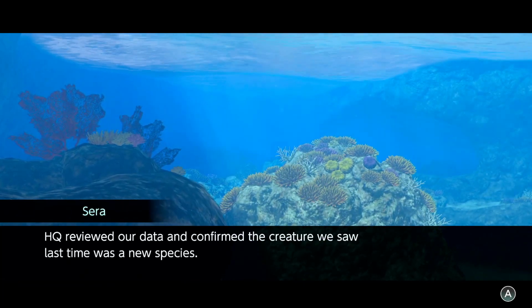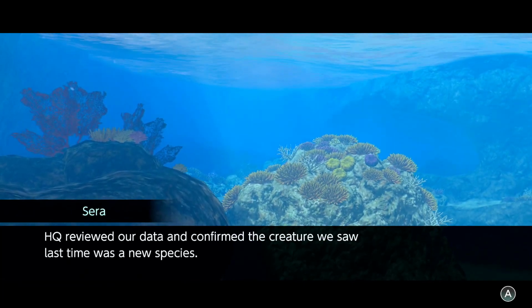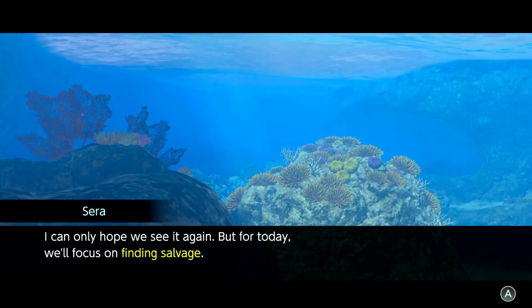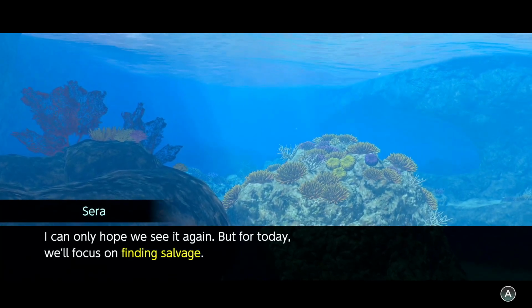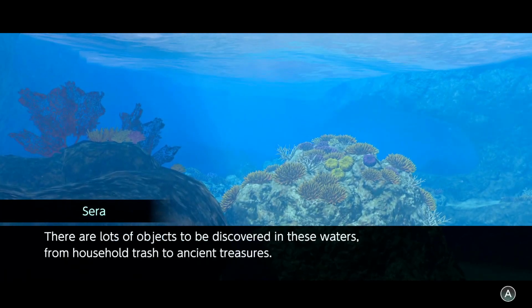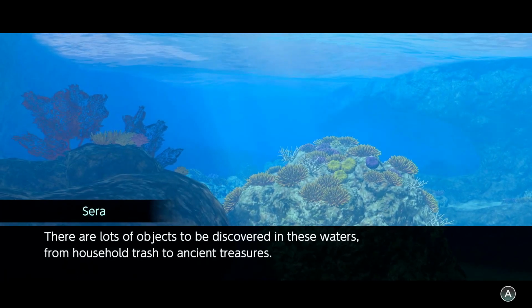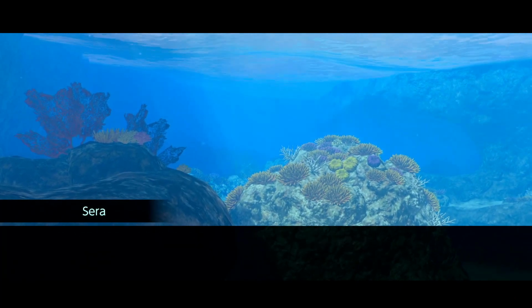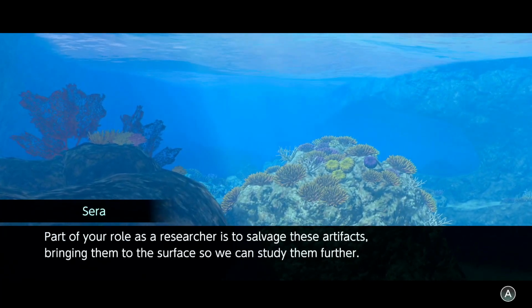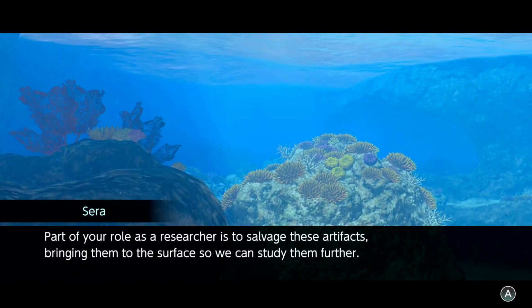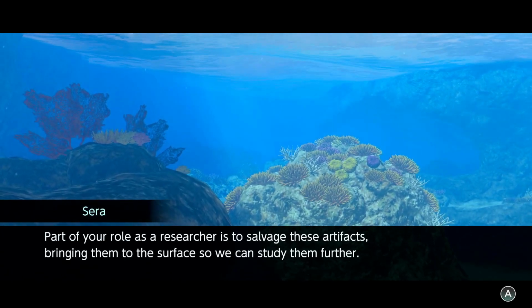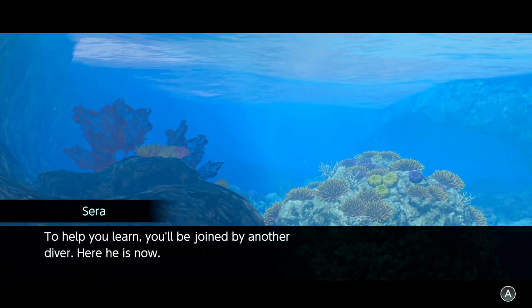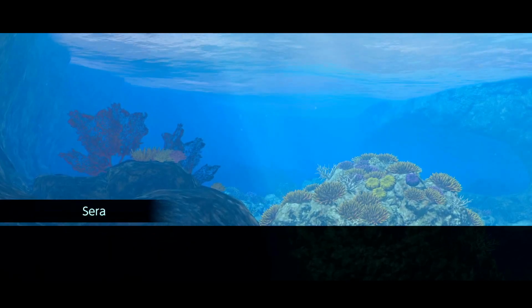HQ reviewed our data and confirmed the creature we saw last time was a new species. I can only hope we see it again. But for today, we'll focus on finding salvage. There are lots of objects to be discovered in these waters, from household trash to ancient treasures. Part of your role as a researcher is to salvage these artifacts, bringing them to the surface so we can study them further. To help you learn, you'll be joined by another diver. Here he is now.